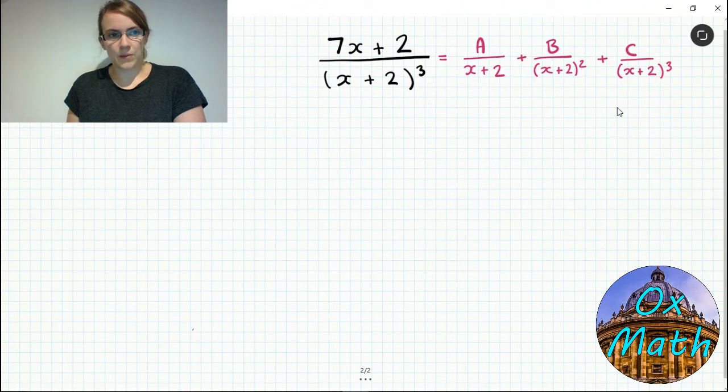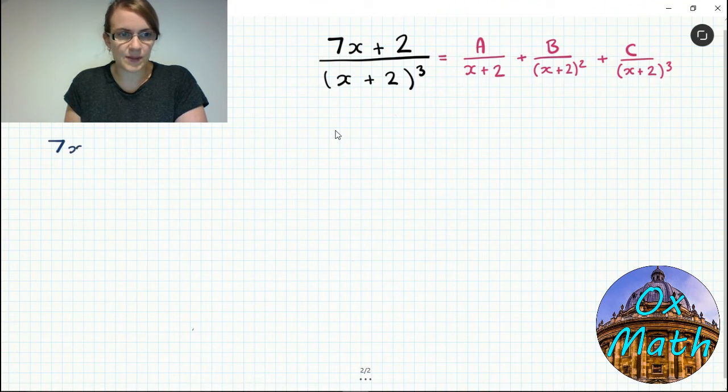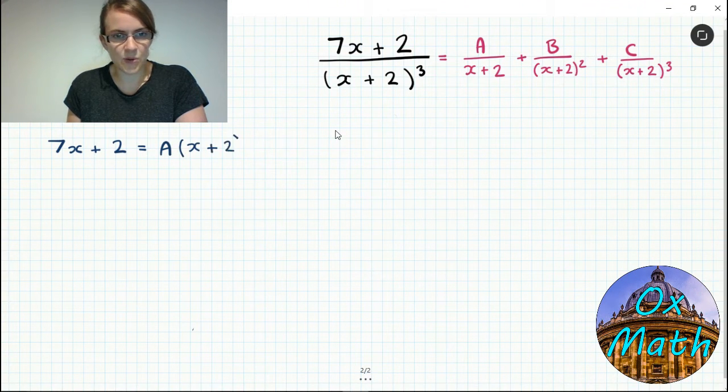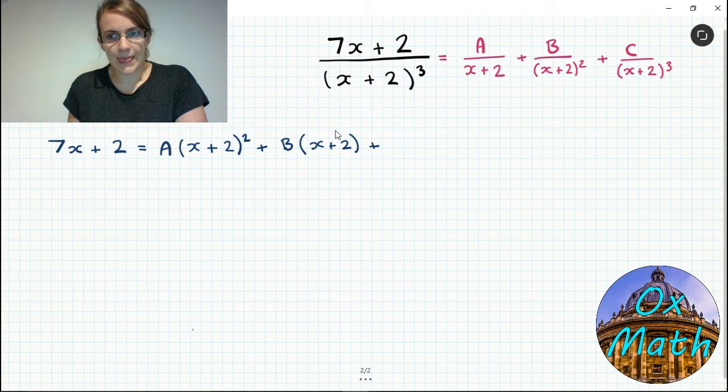Let's have a quick look at how we would solve this one then. So we do the exact same thing, multiply through by the denominator on the left hand side. So that would leave us with 7x plus 2 on the left hand side. That would be equal to a times x plus 2 squared, because one of the x plus 2's would cancel out, plus b times x plus 2, because 2 of the x plus 2's would cancel out, and then plus c. Now I'm going to solve this one in a slightly different way.